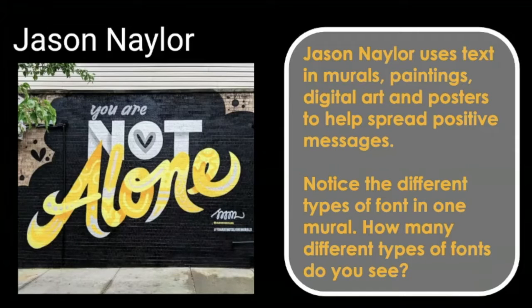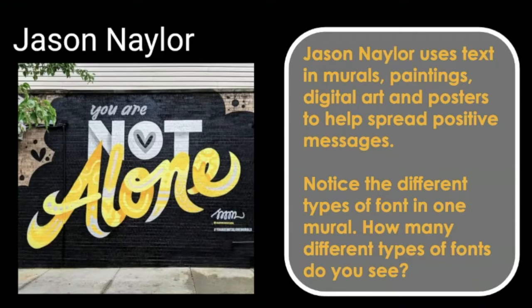So looking at the mural on the left, notice the different types of fonts in this mural. How many different types of fonts do you see? So you may have noticed that first there's different sizes. The UR is a lot smaller than the Alone.